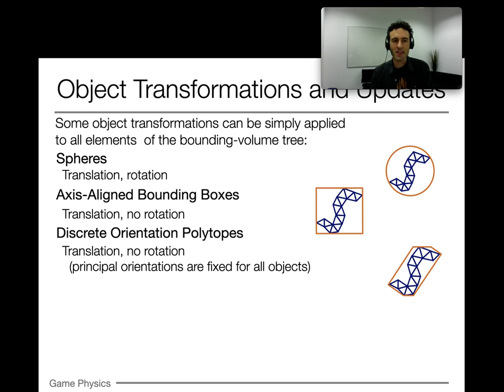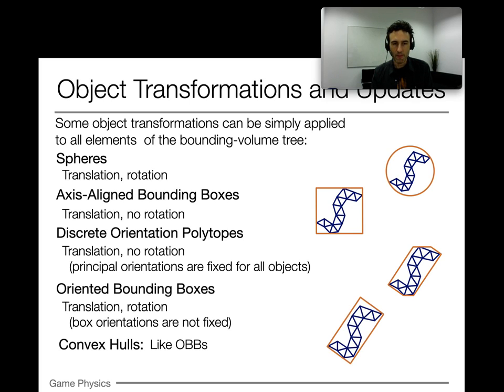Both the AABBs and KDOPs actually don't support rotation. So if my object is rotating, I would need to recompute. This is an advantage of the bounding boxes, and also the convex hulls actually would attach to the object and move along with it. Depending on the situation, these properties can be a plus and offset some of the cost for OBBs or potentially even convex hulls.